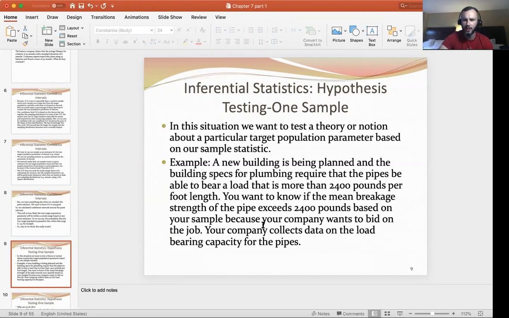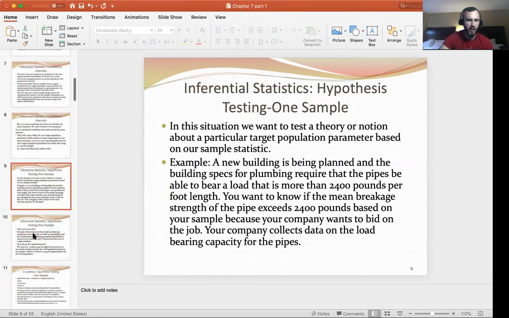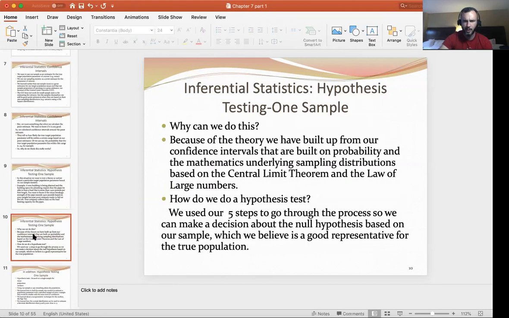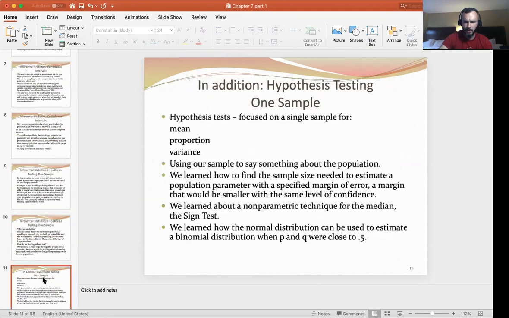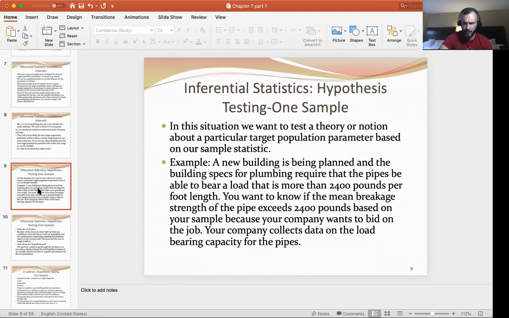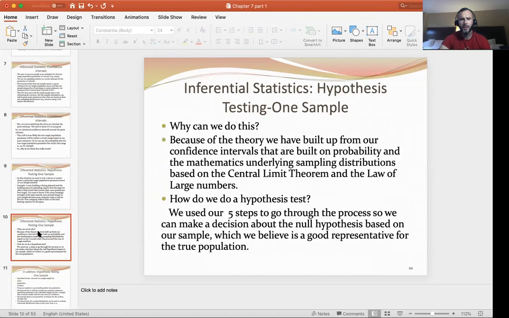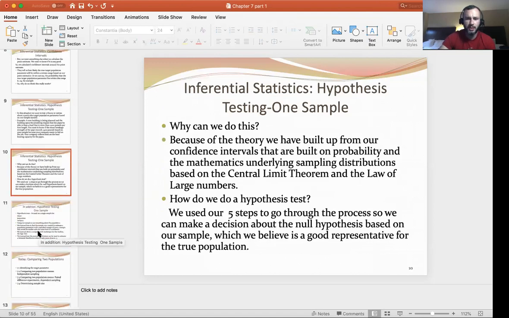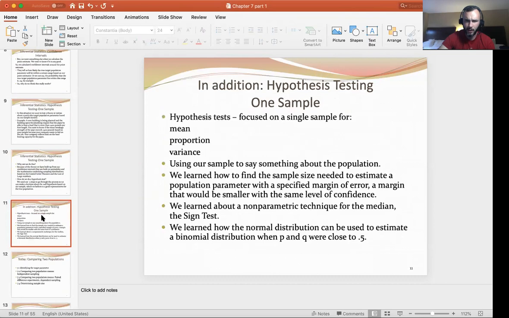So your company collects data on the load-bearing capacity for the pipes. Let's see, are we actually going to do this here? No. Okay. We have our steps to do that. This is exactly the same thing we would have done in the previous example, except now we're just doing a one-tailed test.